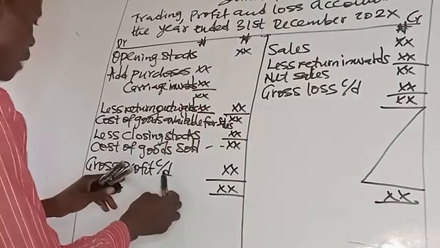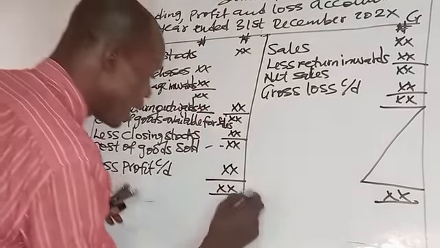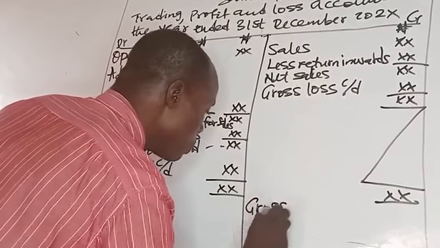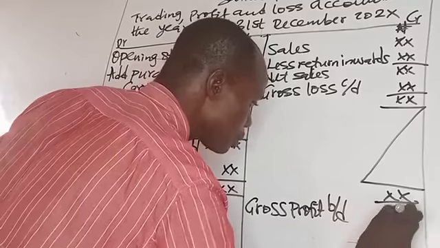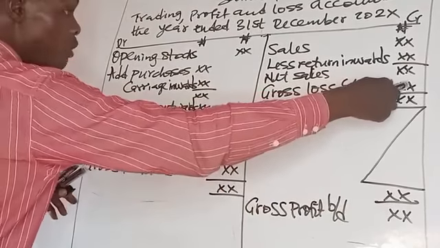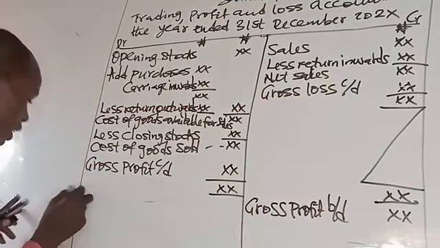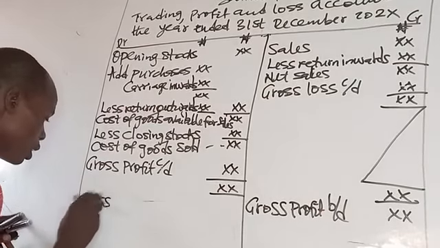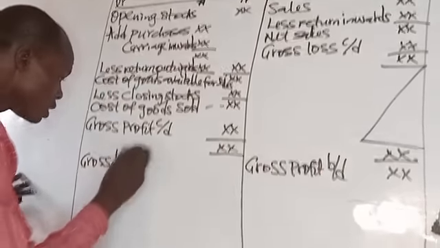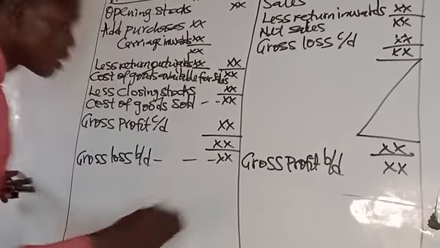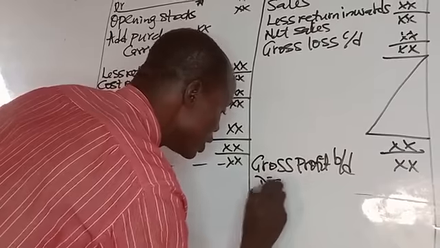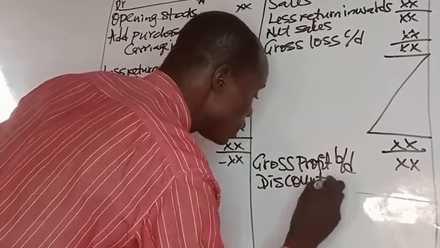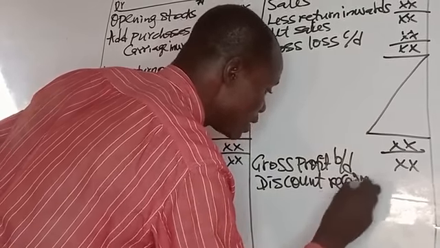The gross profit you have got here, you brought it down here. You have gross profit brought down. And if it is gross loss you have here, you are going to bring it down here. Gross loss brought down. Then if you have any other income, like discount received, you add them to your gross profit.